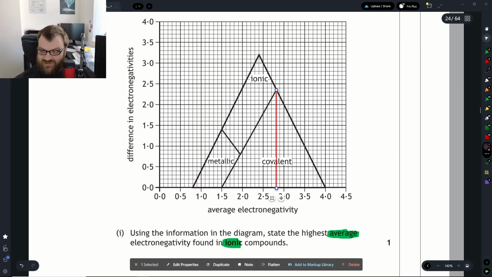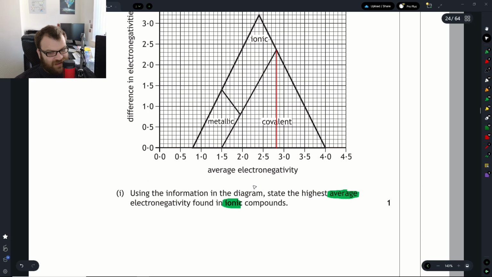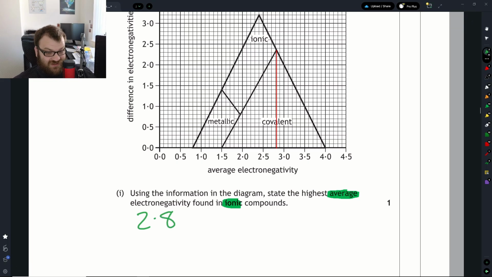It gets us to 3 boxes past 2.5. Each box would be 0.1. 0, 0.1, 0.2, 0.3, 0.4, 0.5. That works. So we pick an answer of 2.8. That's just the value we want for that one. So watch out when it says highest. You need to look at the scale, and our scale runs from left to right, so it's the furthest right.